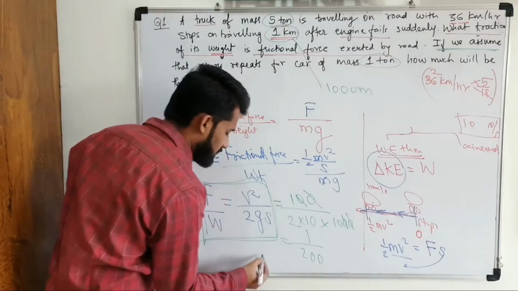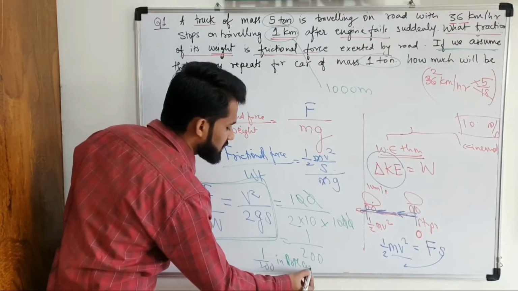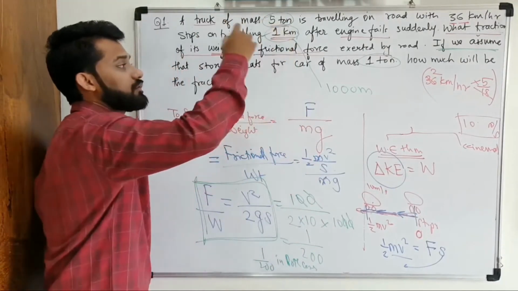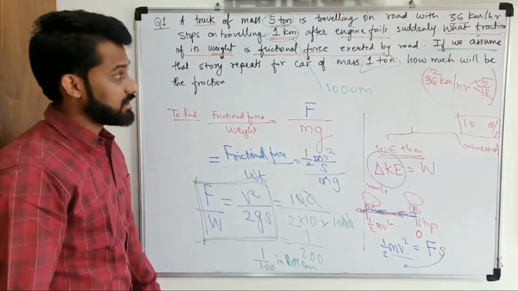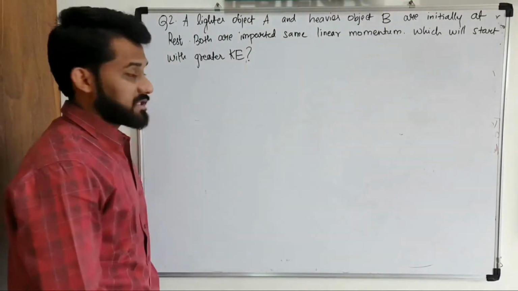So answer will remain 1 by 200 in both cases. Both cases means for 5 ton as well as for 1 ton. For both the cases, the fraction will remain 1 by 200. So the next question is question number 2.